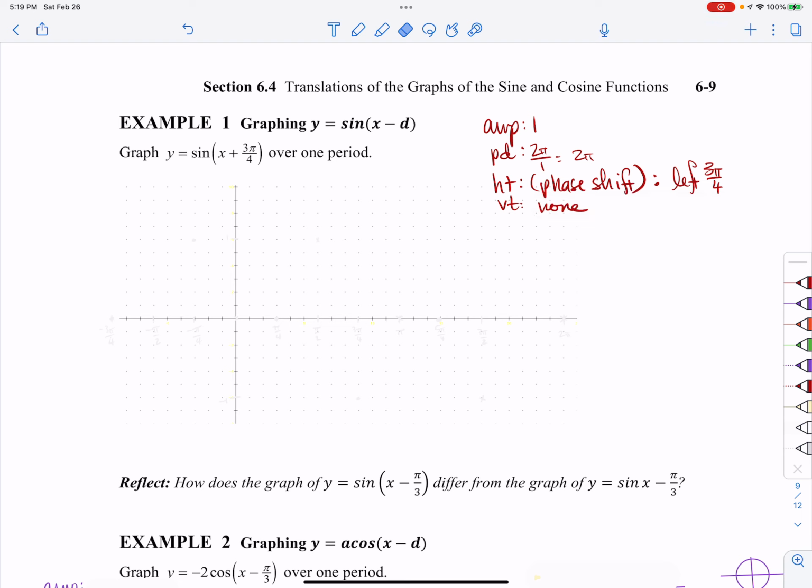For my vertical translation, notice that nothing is being added or subtracted on the outside, so we don't have a vertical translation here. The first thing that we're going to do is only pay attention to the amplitude and the period. Ignore the shifts for right now and just pay attention to these 2 things, which is what we did in the previous section. So I'll mark off my 4 equal intervals.